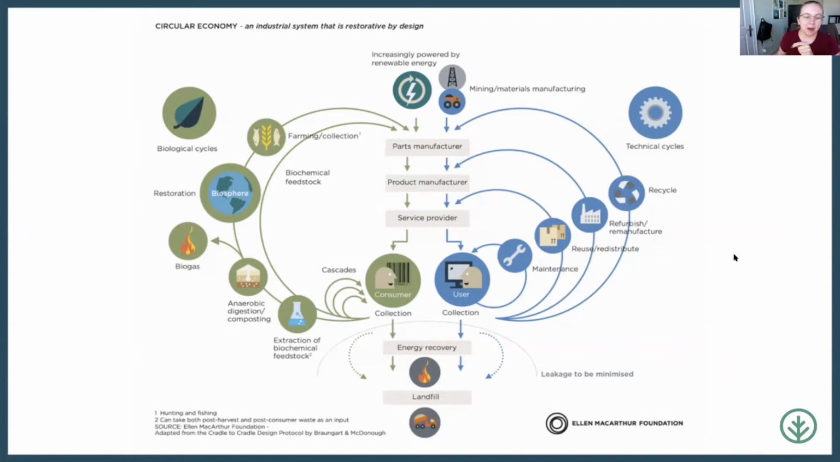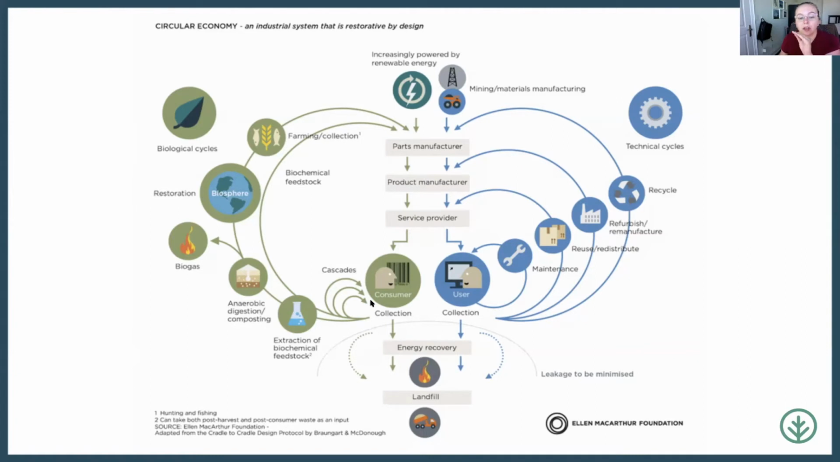So for the biological cycles, it's a little bit different. I guess it's more simple because there's less to it than the technical cycles. But same thing, you go to the parts manufacturer, the product manufacturer, and the service provider. Say this is more applicable to something like textiles than food. You would go through the regular initial pieces, and then when it gets down to the consumer, you have different cascades that happen, like your own maintenance. I guess you could also redistribute and reuse things, and have that sharing economy within the organic side as well.